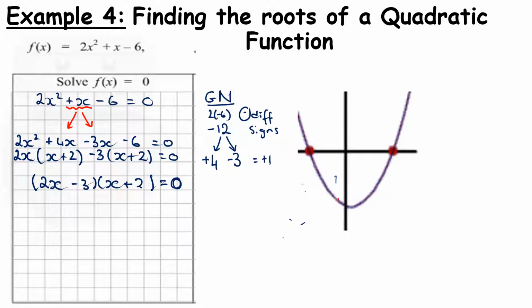So now I'm going to let each factor equal 0. So I get 2x minus 3 equals 0, which gives me 2x equals 3 as I add 3 to both sides, and x equals 3 over 2, or if you prefer, you can write that as 1.5. Then I get x plus 2 equals 0, and I'm going to subtract a 2 from both sides, and I get x equals minus 2.